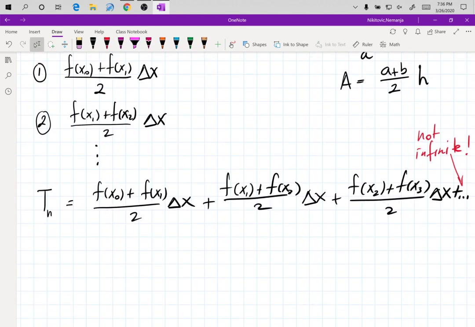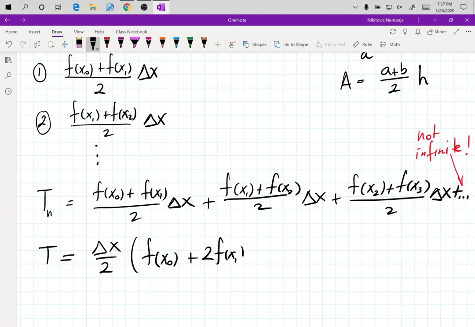Because you pick whether you want to have 4 trapezoids or 10,000. You can code this, put some loop in it, it's just very easy, and put 10,000 or 100,000, and you'll get it. So now I can factor out delta x over 2, and what's left in parentheses? f of x0 plus 2 f of x1. There's one over here and one over here. So all of these will have 2 that are in the middle. It's a very simple pattern.